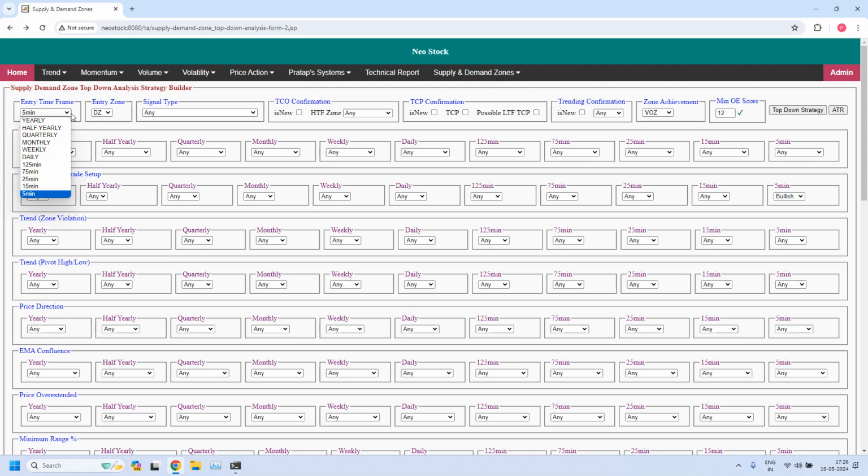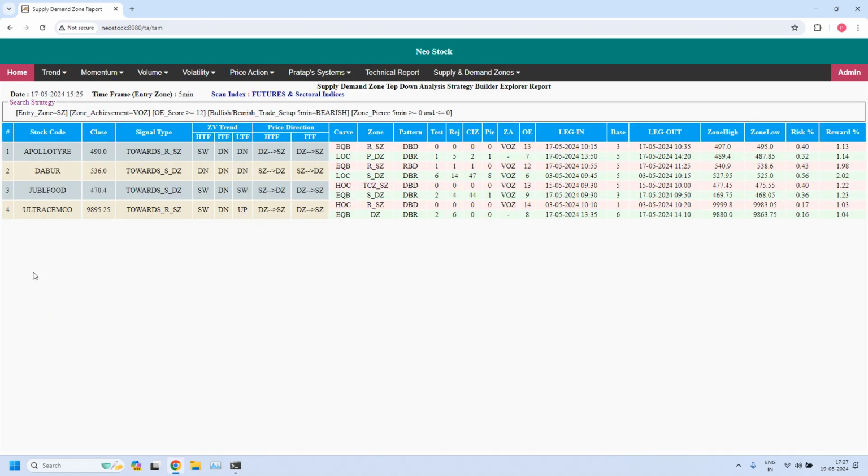So for hourly income trade, entry time frame is 5 minutes. For bearish trade setup, entry zone should be supply zone. And also in bullish or bearish trade setup, in 5 minutes time frame, I am selecting the value bearish. Now all the three filters are the same, but this time they are applied to 5 minute supply zone. So these 4 stocks are supporting bearish trade setup for hourly income trade. So this is about bullish and bearish trade setup for daily income trade and hourly income trade.